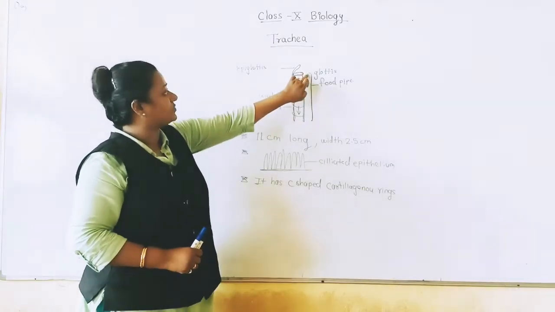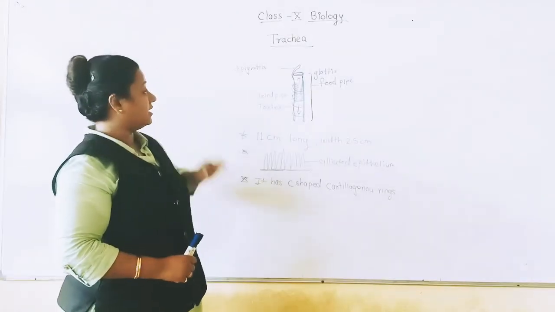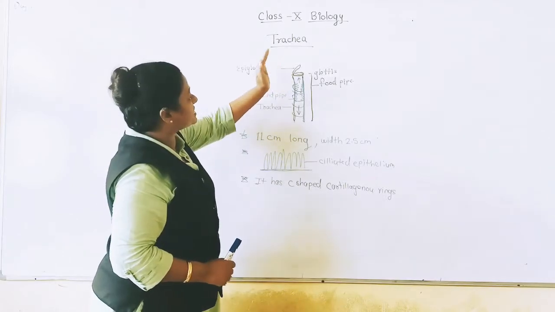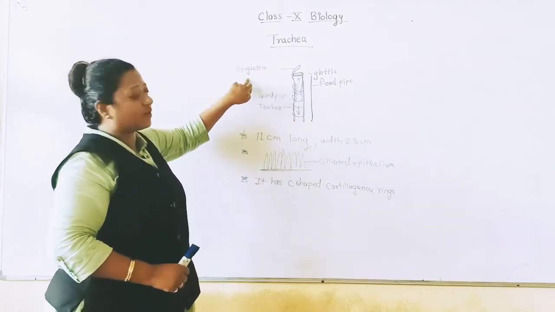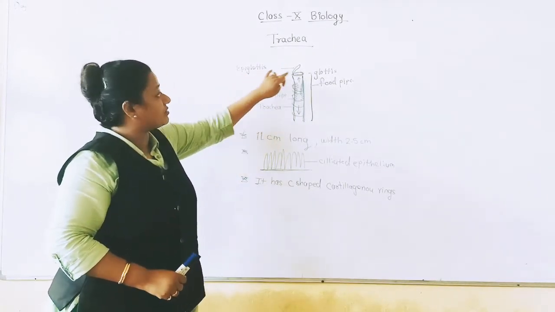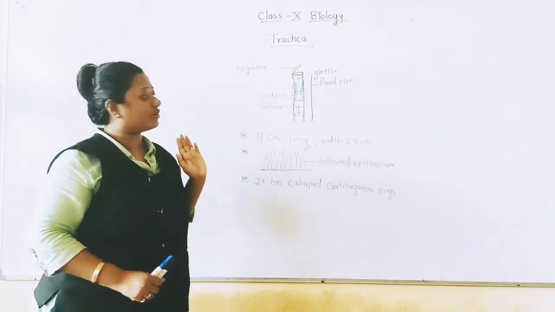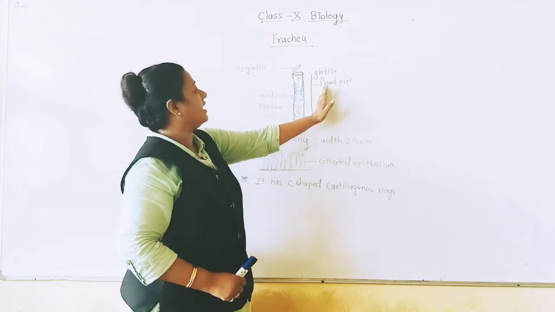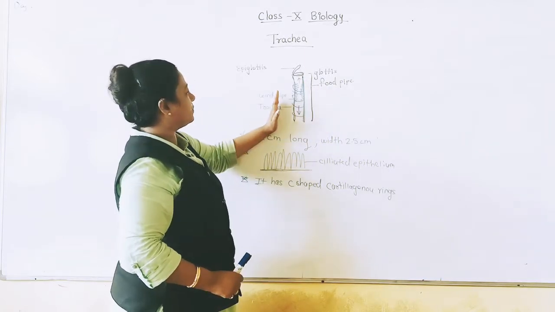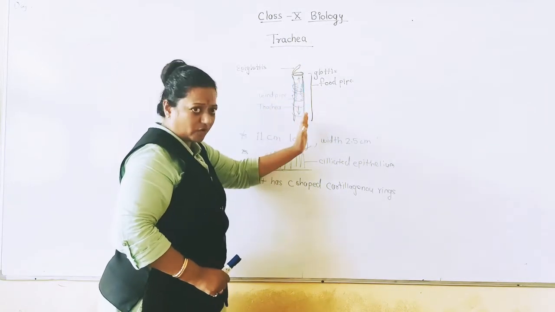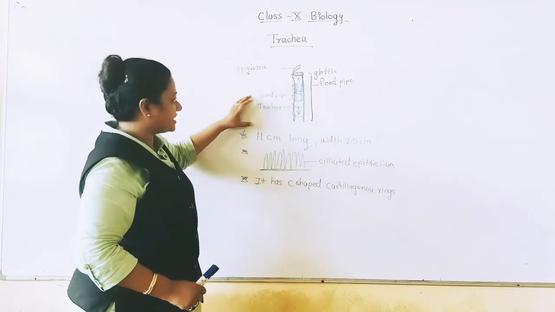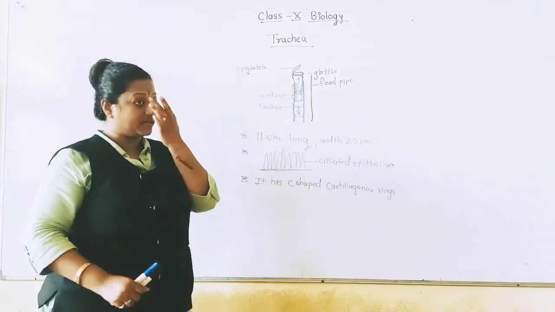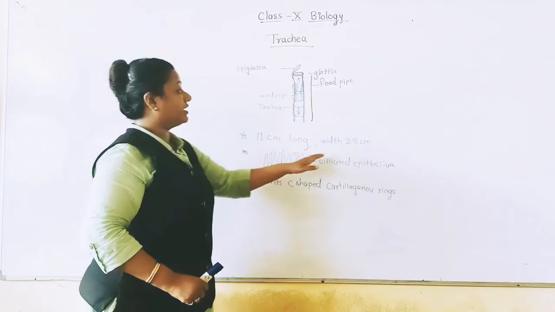This is the mouth of the trachea, called as what? Glottis. Then this leaf-like structure, which is the covering of the glottis, is called as what? Epiglottis. What is the function of the glottis and epiglottis, students? You know very well. Then this is our food pipe or oesophagus, and the oesophagus and the windpipe have a common wall. Okay, and this is the trachea, which is 11 cm long, and the width of the trachea is 2.5 cm.